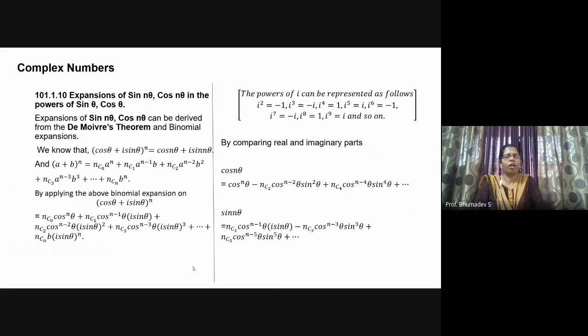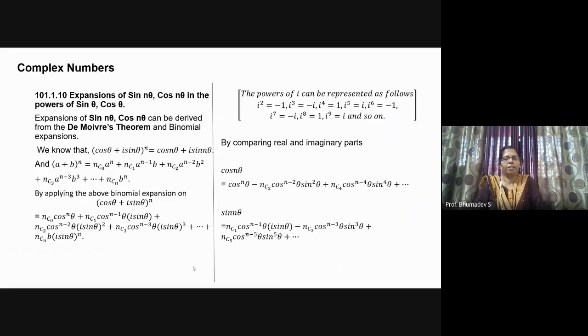As we know, according to the binomial theorem, (a plus b) the whole power n can be written as nC0 a to the power of n plus nC1 a to the power of n minus 1 b plus nC2 a to the power of n minus 2 b square plus etc. up to nCn b to the power of n. By applying the same binomial expansion for cos theta plus i sine theta, considering a as cos theta and b as i sine theta, we are supposed to segregate it into real and imaginary parts. Then we have to compare it with cos n theta for the real part and sine n theta for the imaginary part.